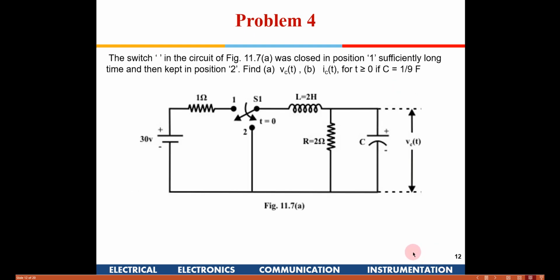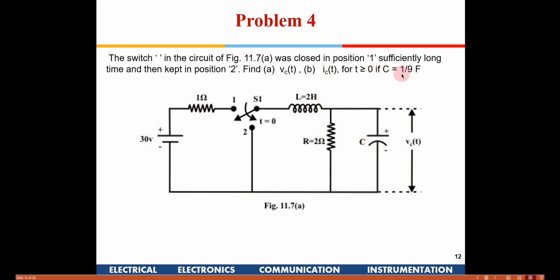Okay, so let's take one more problem. In this, the switch S1 was closed in position 1. It was kept in position 1 for a sufficiently long time, and then kept in position 2. After keeping it long, you are throwing it to position number 2. Find the expression for the voltage VC across the capacitor and the current through the capacitor.